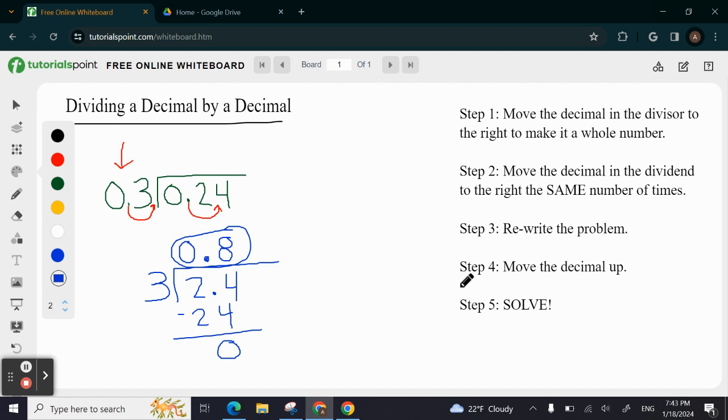Okay, so what I want you to do is I want you to now go to the next video where I will go over several more examples on how to divide a decimal by a decimal. Everything on the screen now should be in your notes that you can use as a reference as you practice the partner and independent questions.